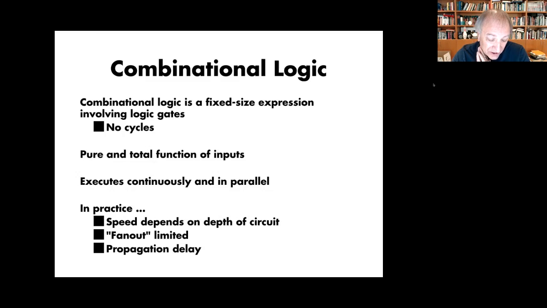Combinational logic is a fixed size. In other words, in that example, there were a finite number of gates. They're arranged in some kind of, think of it like an expression tree. There are no cycles in this. You have what we might call a pure and total function of the inputs. If you have valid bits coming in, it's defined for all possible input values, and it's purely functional. There's no state there. These are all compute elements. And this circuit is sort of interesting. It's continuously computing, right?